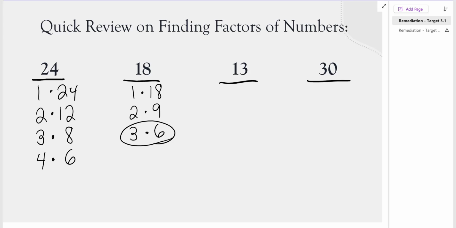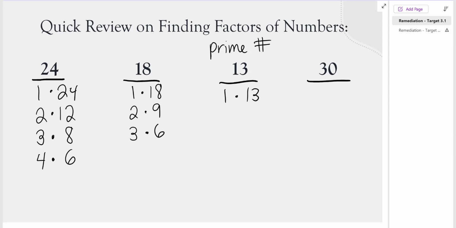Again, those two numbers are pretty close together, and that's how you know you're near the end of finding the factors. All right, 13 is special because this is called a prime number. Okay, a prime number is where the only factors it has is 1 and itself. There's no other factors for 13.